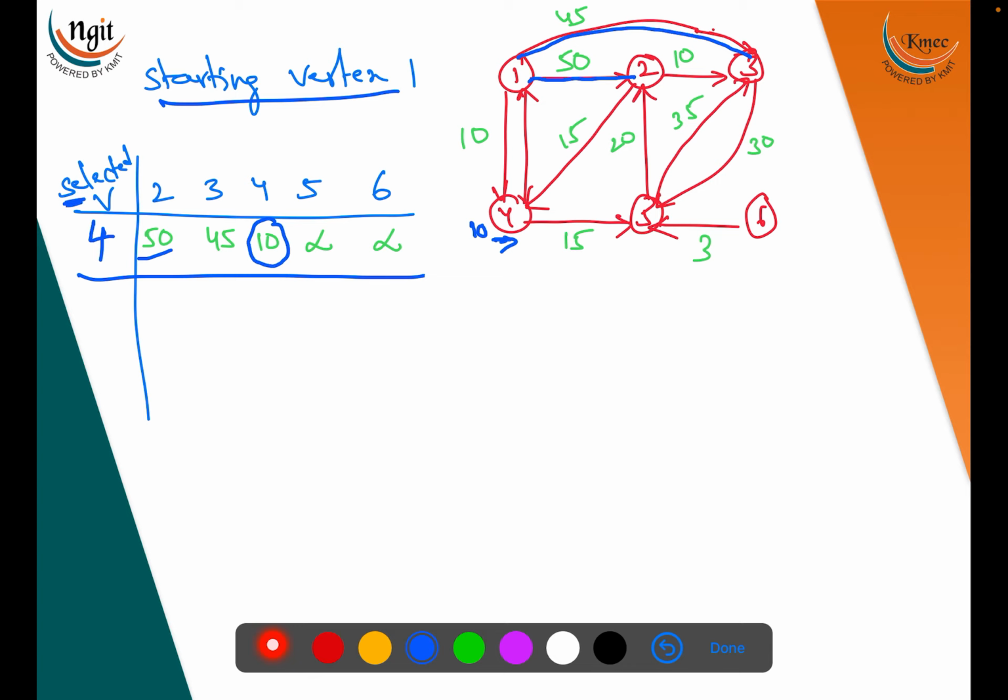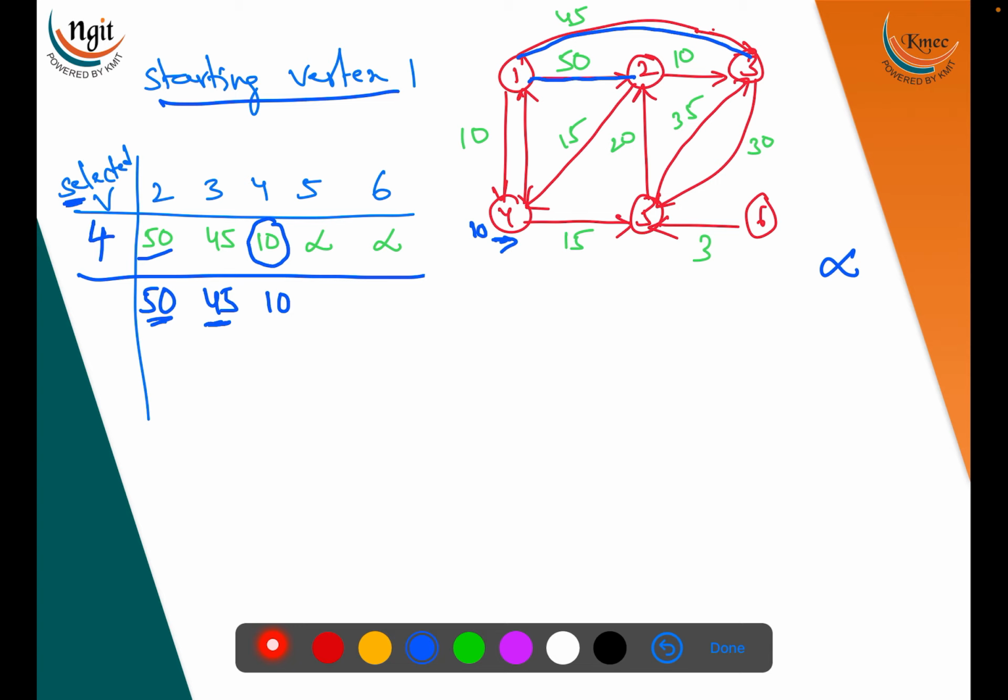Now from 4 you can see the cost of all things. From 4 to 2 there is no edge, correct? So as it is, it is 50, as updated earlier. Now 4 to 3 there is no edge, so it is infinite. If you compare with these figures, these are less than infinite, so consider this, right? Now 10 we already considered.